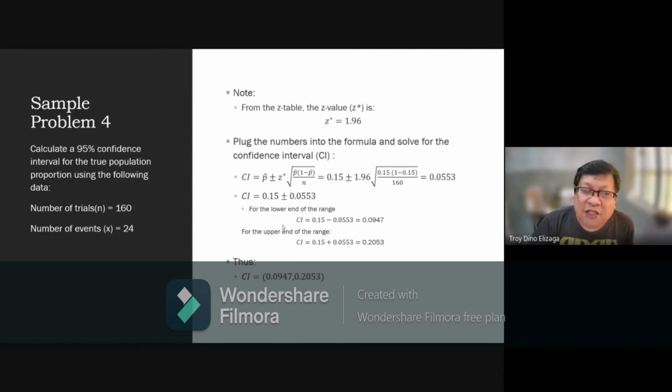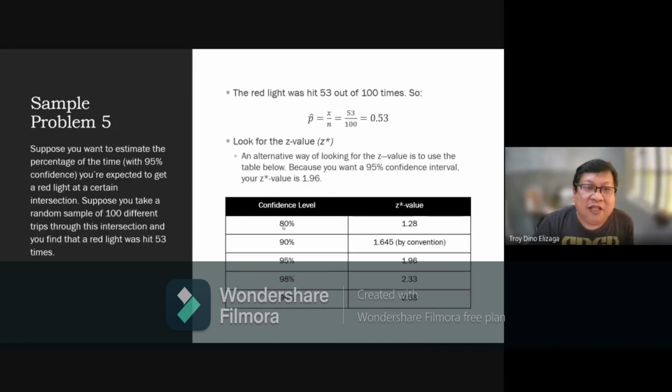Okay, after putting in the numbers, we get a value of 0.0553, which we deduct from the p hat to get the lower end of the range, and then we add to the p hat to get the upper end of the range. Thus, our CI is 0.0947 and 0.2053. Okay.